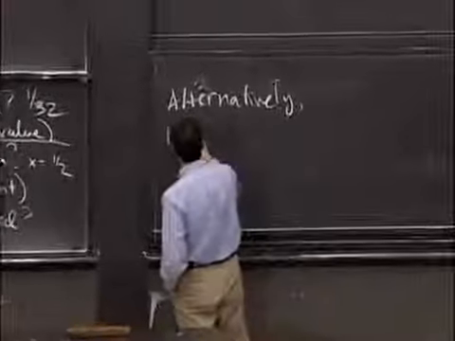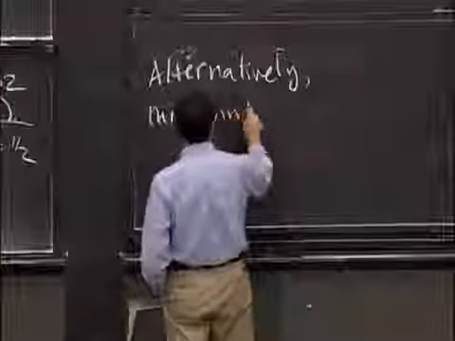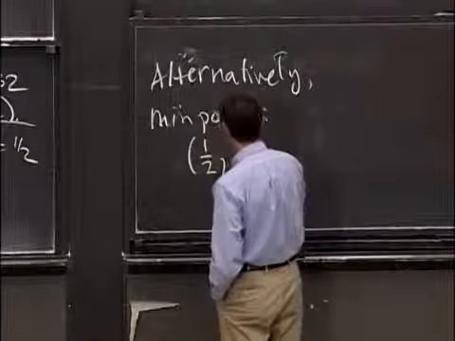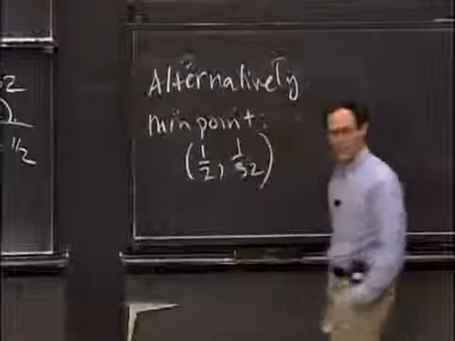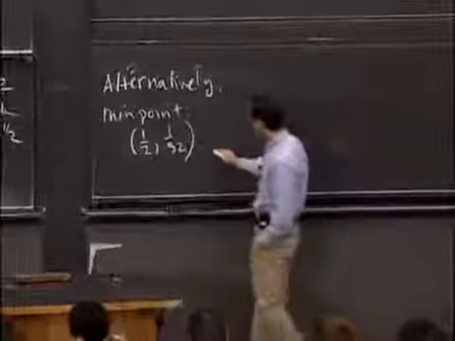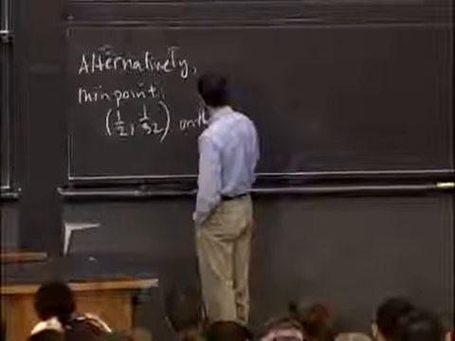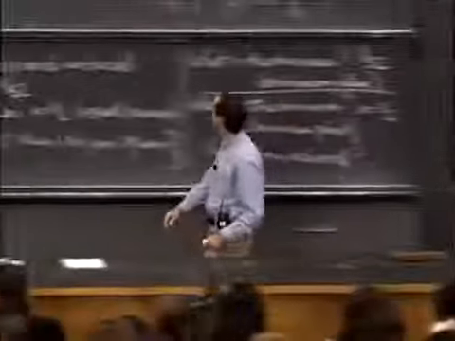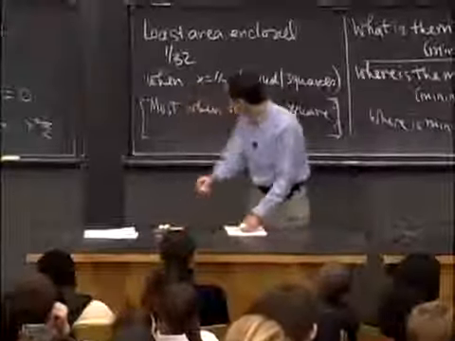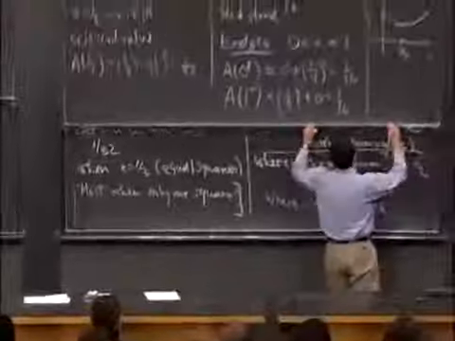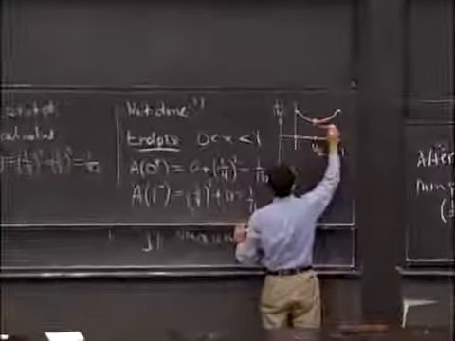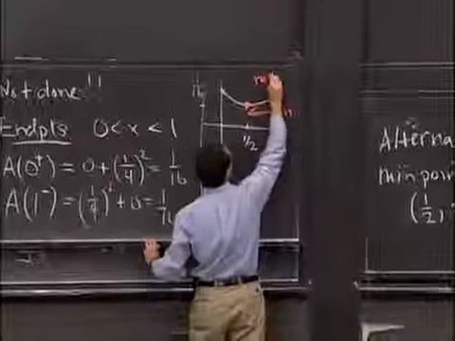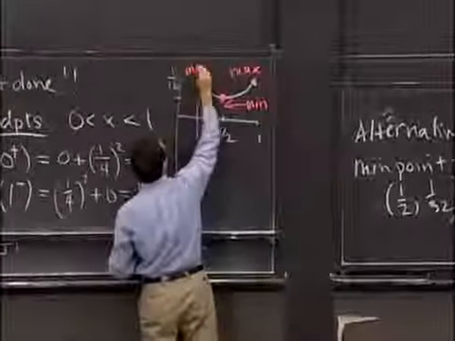The minimum point is the point 1/2, 1 over 32. That's a point on the graph. So that graph is way up there, but I'll just put it on there. That's this point. And you might say min there, and you might point to this point and say max. And similarly, this one might be a max.